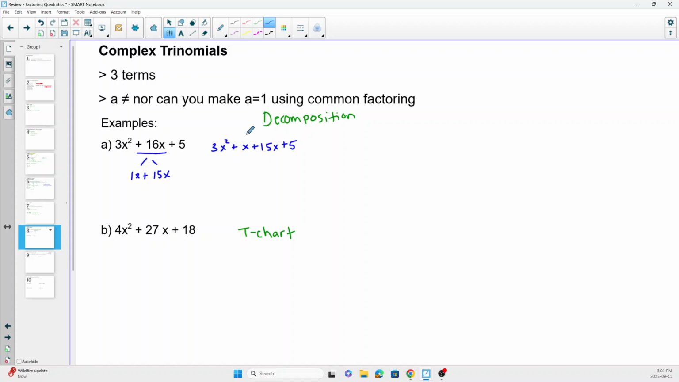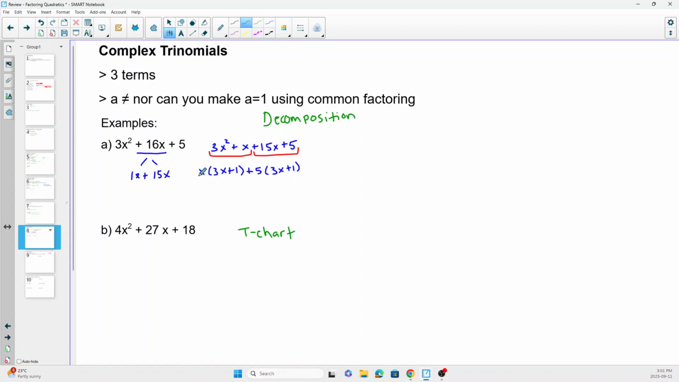Okay, so now I'm grouping these first 2 terms, and I'm grouping these second 2 terms, and I'm trying to do some factoring by grouping. What is common between these 2? Well, that's just x. If I factor out an x, I'm left with 3x plus 1. And what is common between these is positive 5. If I factor out positive 5 here, I'm left with 3x plus 1. You'll know that you've done it correctly when what is in the brackets is the same in both terms.